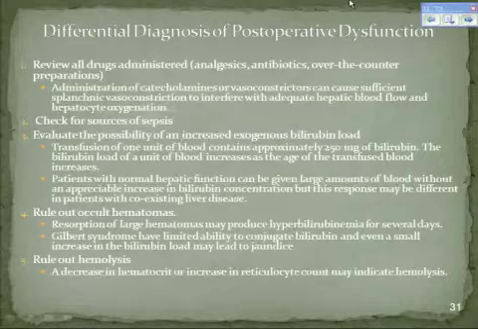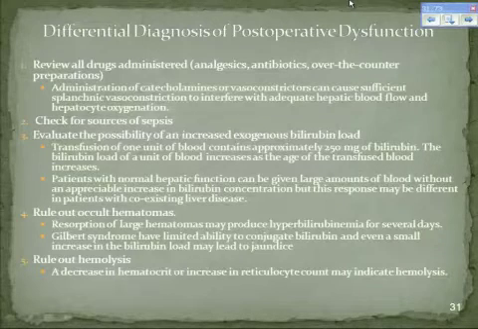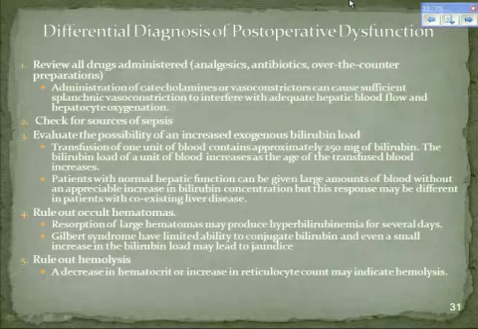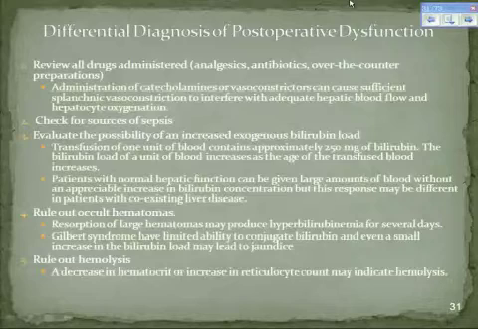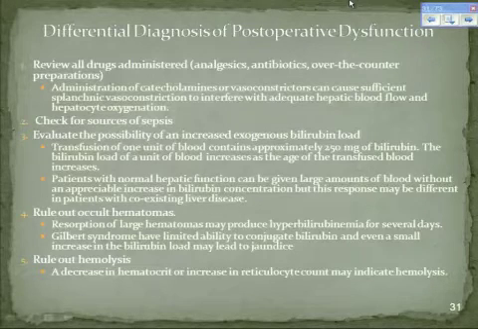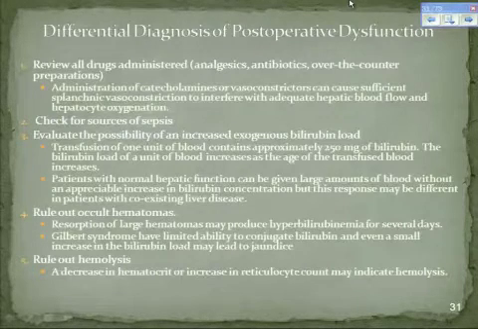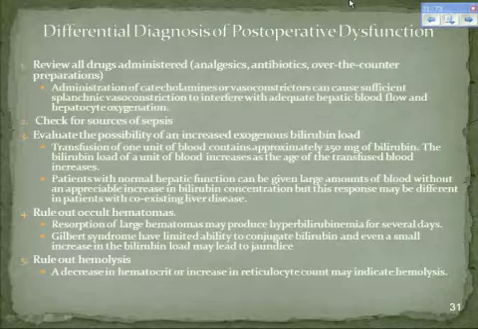Patients with normal hepatic function were given large amounts of blood without an appreciable increase in bilirubin, but this response may be different in patients with coexisting liver disease. So sometimes you can see it in somebody who's cirrhotic, but other patients that are normal can be given blood transfusions and have no problems. Make sure that you rule out occult hematomas, such as a retroperitoneal hematoma. And then the other thing you want to rule out is whether hemolysis is taking place, and you want to look at a retic count to see if that's elevating.